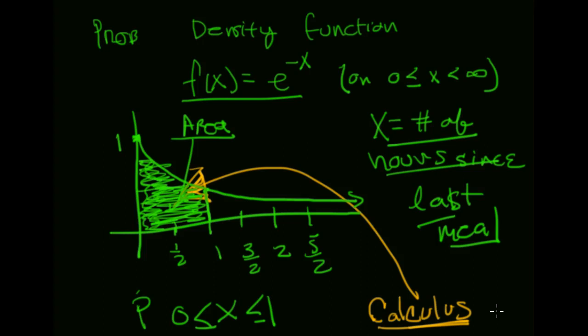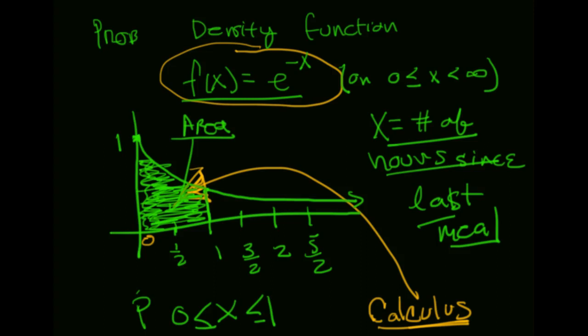Now, just out of curiosity, if this is my probability density function, what is the actual probability that somebody has been within an hour of their last meal? Granted, this is completely fictional and made up, but if this were the probability density function, what would be my answer?